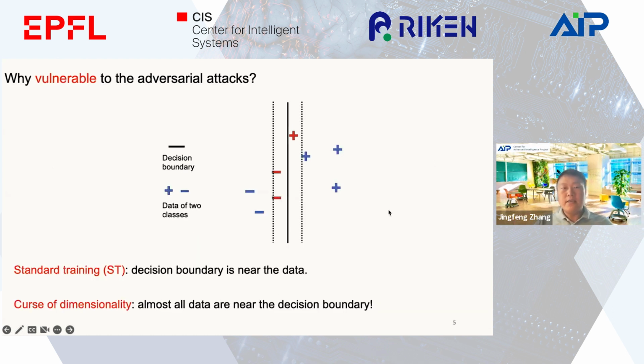Why are machine learning models so vulnerable to adversarial attacks? It is because standard training outputs a model whose decision boundary is near the data. Therefore, when we slightly perturb the near decision boundary data, the model will make mistakes. Even worse, due to the curse of dimensionality, almost all data are near the decision boundary.